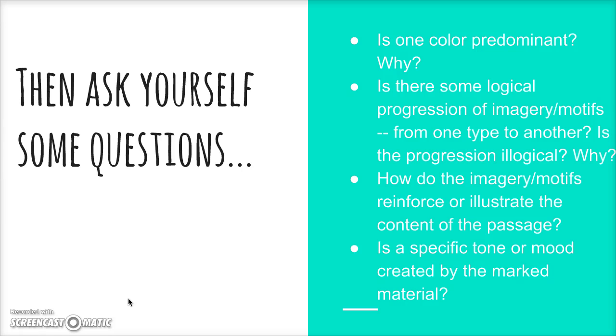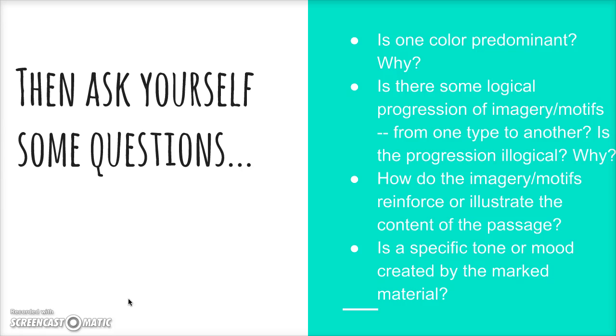Or maybe you'll notice that there is no progression, or there is a progression, but it's not logical. That also could tell you something you need to know about this poem. You need to think about how these things that you've marked are reinforcing the content of the passage. This is going to help you start to get toward the theme of the poem.